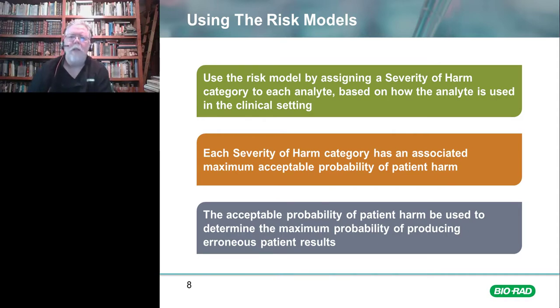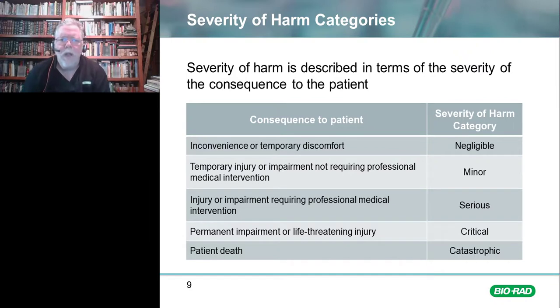So let's take a look at what those severity of harm categories are. They are divided into 5 categories, starting with negligible and going all the way up to catastrophic. And it should make perfect sense to everybody that, if we have negligible harm, the consequence to the patient might be inconvenience or temporary discomfort. We have a much higher tolerance for inconveniencing our patients than we do for causing something like serious harm, where it's impairment that requires professional medical intervention.